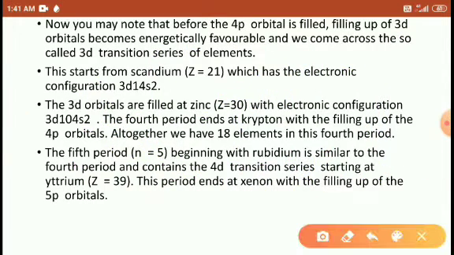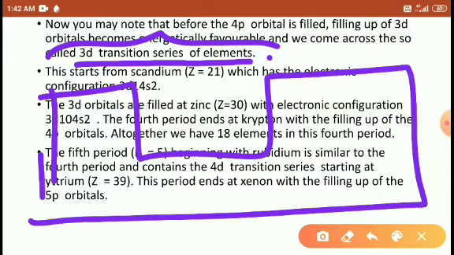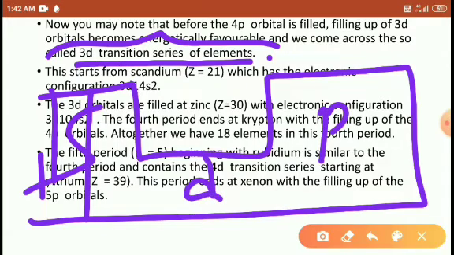Right students? Understood? This is one of the important points here. So this is what we call the 3d transition series. Why do we call these elements the transition series? Because in this periodic table, students, we have the s orbitals, p orbitals, d orbitals. The s orbital block contains just the metals.